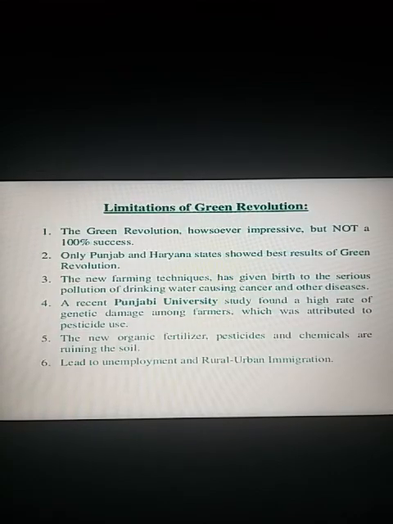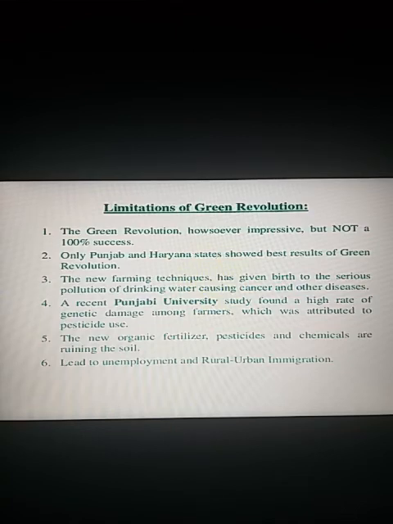Let us move on to the next slide where we have limitations of Green Revolution. When I say limitations, I mean the negative impact or the disadvantages. The Green Revolution, howsoever impressive, was not a 100% success. We in fact praise Green Revolution as a blessing in disguise in Indian agriculture, but it is not 100% success. That means there were some loopholes. Only in some states like Punjab and Haryana did the Green Revolution show the best results, but the rest of the country was not so much affected like those states.